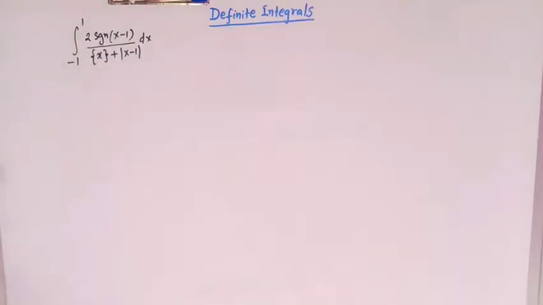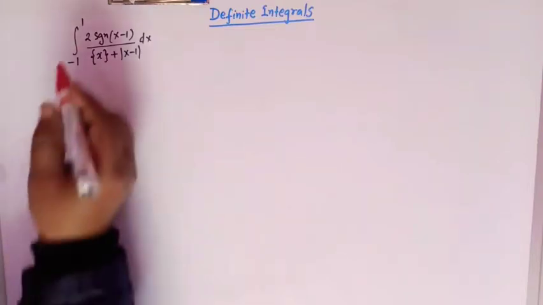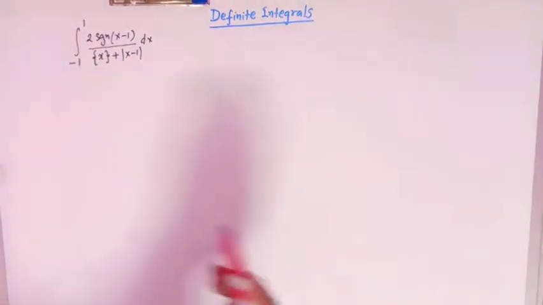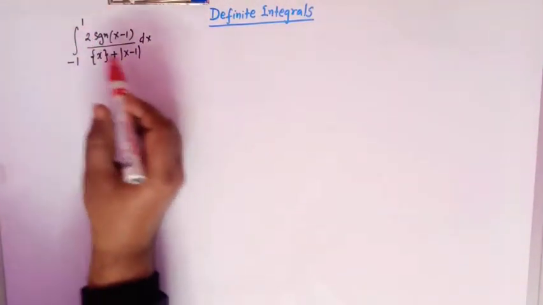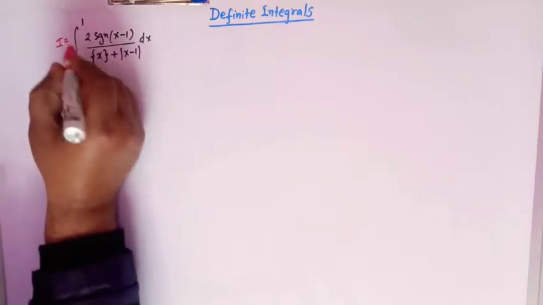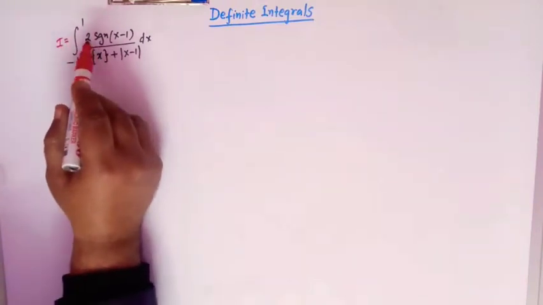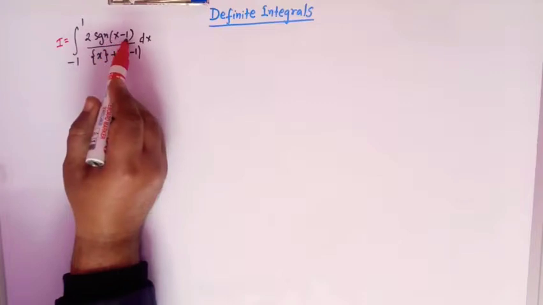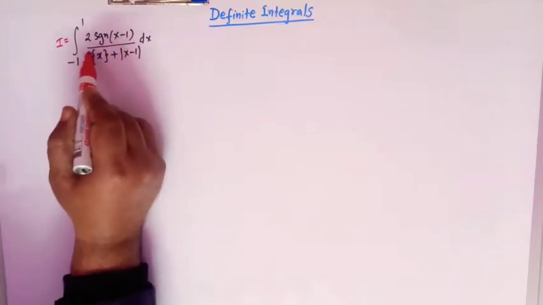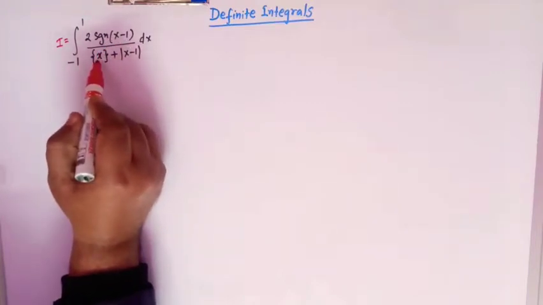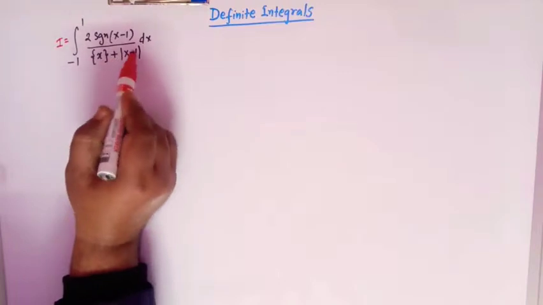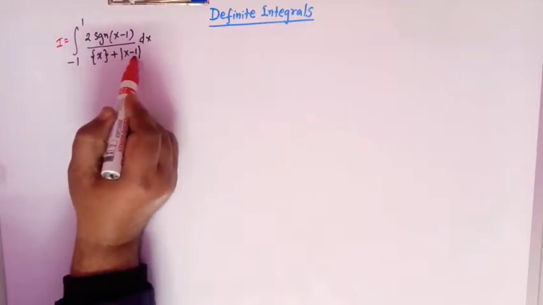Hello viewers, in today's class we are going to discuss one important conceptual integral from definite integrals. Here we have to find the value of this integral, from -1 to 1, of 2 times signum function of (x minus 1) divided by the fractional part function of x and the absolute value of (x minus 1).